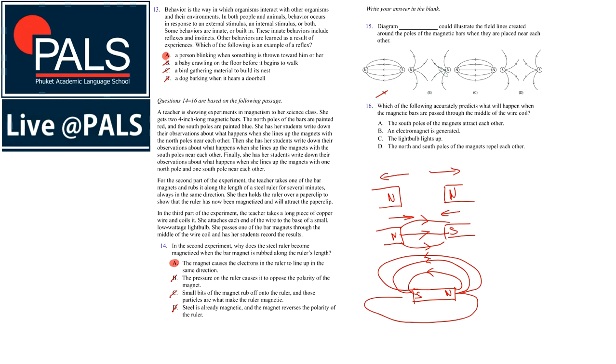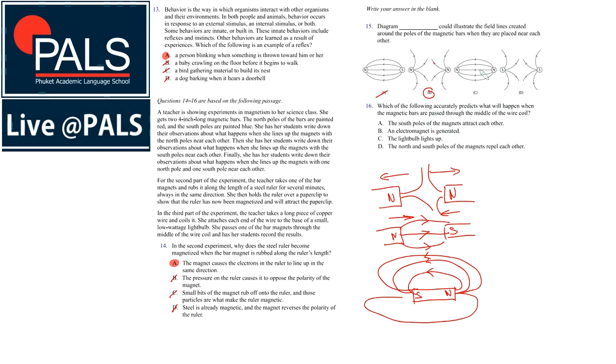B, we can see north pole and north pole next to each other, and we can see that the field lines don't connect because they repel. They go away from each other and they will not cross. We can see that the arrows point away from the north pole, so therefore B is probably correct.